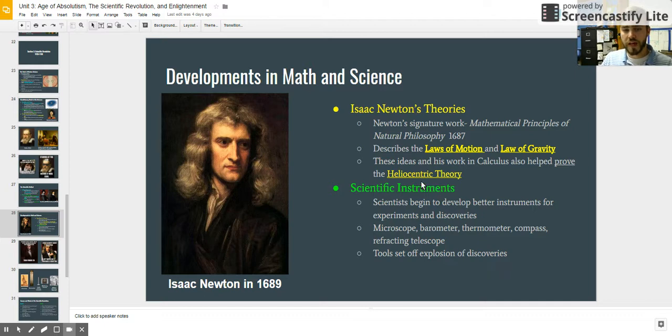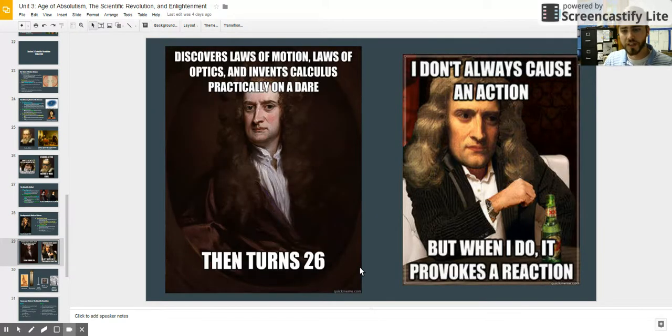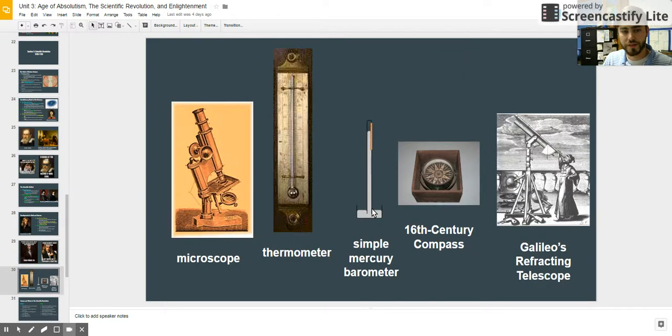Also, what we're going to notice during this time period is a lot of new instruments to make discoveries are going to come around. Things like the microscope. We're going to see the discovery of cells come soon. Thermometer, we're going to use those for experiments. The compasses we already know about is going to help in navigation. And the telescope of Galileo and others that are going to lead to more discoveries in astronomy. So we're learning tons more about the universe thanks to these new scientific instruments. All right. Some more great memes here. Here's some of the discoveries, the instruments during that time.